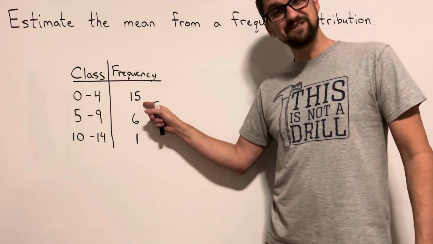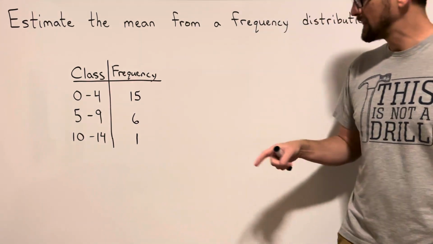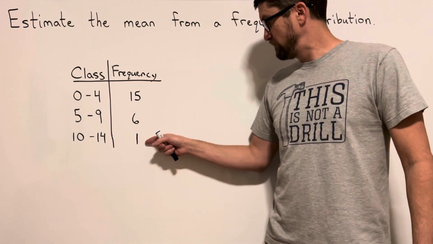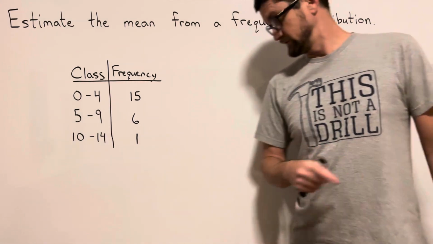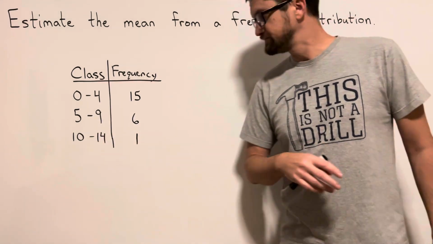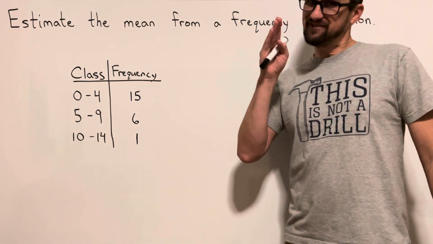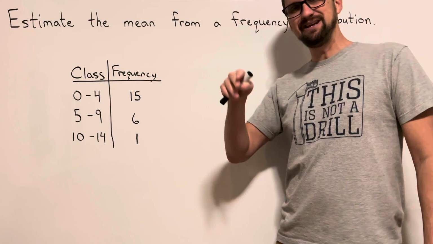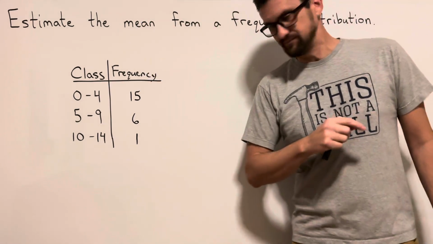So we have 15 data values in the range 0 to 4. We have 6 data values in the range 5 to 9. And we have 1 data value that's either a 10, 11, 12, 13, or 14. We don't know which one it is, but we know we have one of those values. Now we want the mean. Now we don't have the specific data values, so I cannot calculate the mean exactly. I have to estimate it.